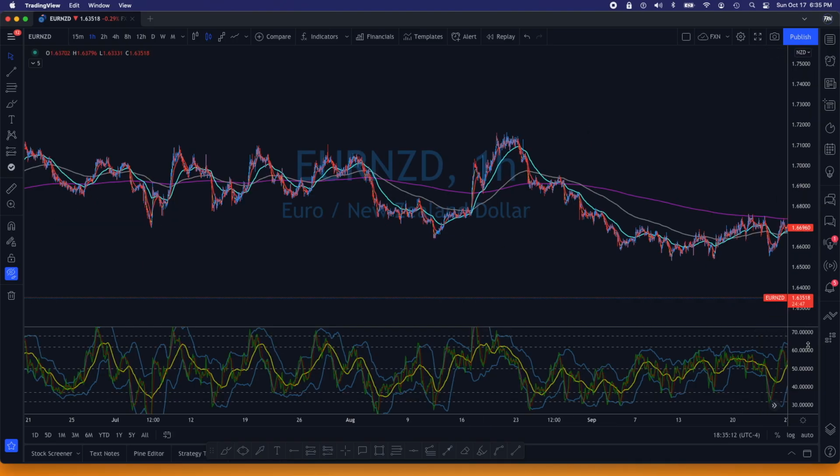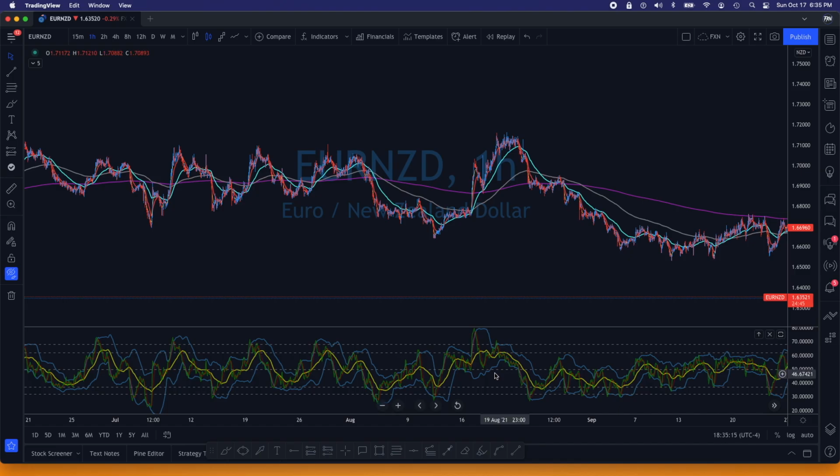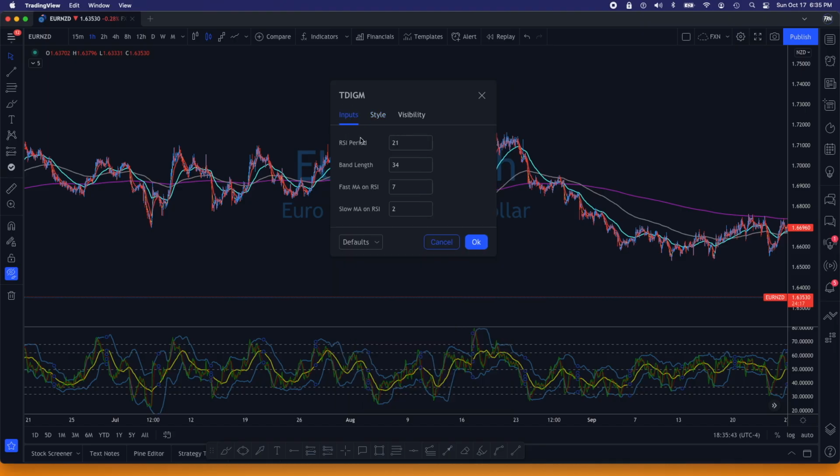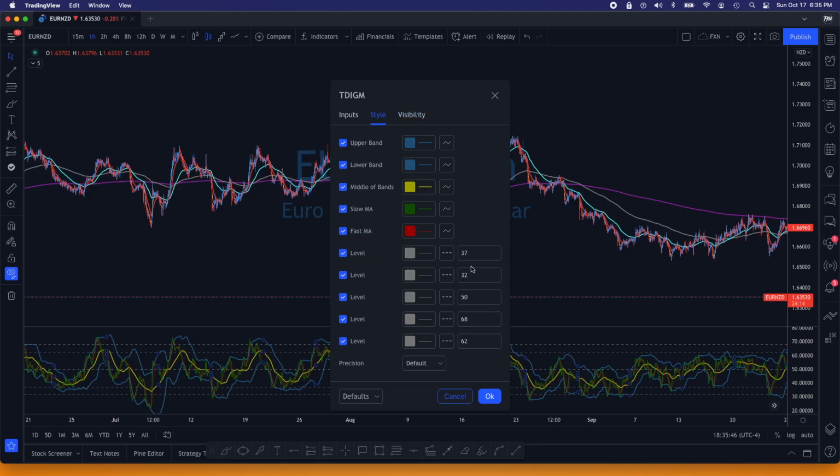Now once you put it onto your charts, same thing, I want you to double click on the actual indicator here, and it'll bring up all the settings. I want to make sure that all of the settings that I have here match yours. So go ahead and just make sure that these numbers here, the 37, 32, 68, 62, match yours. Everything else is all the same. You don't change anything. You're literally only changing the levels here: 37, 32, 68, 62. That's it.